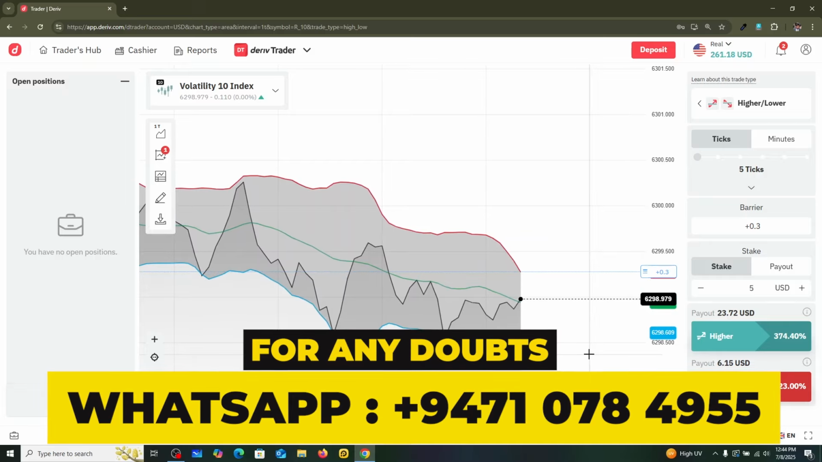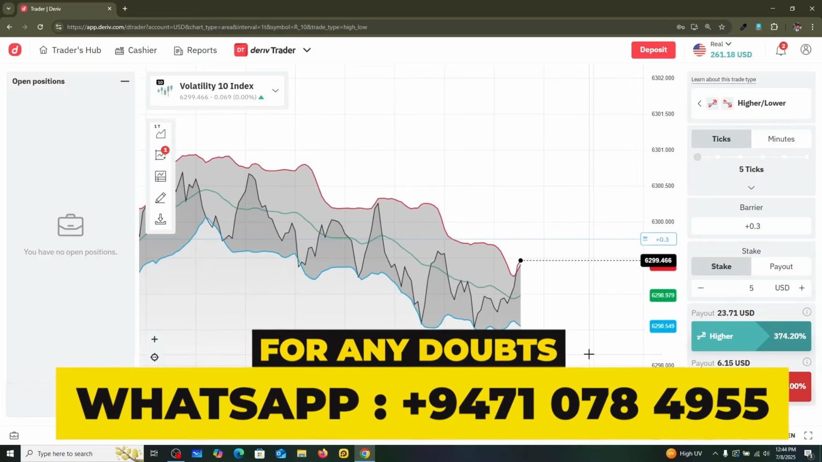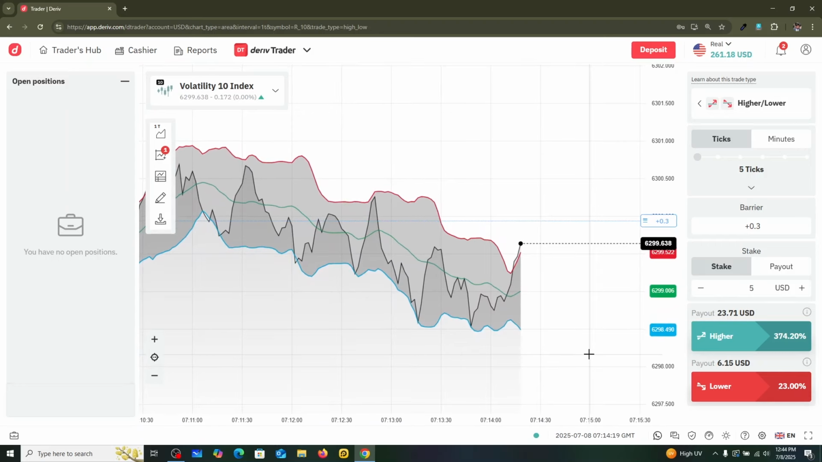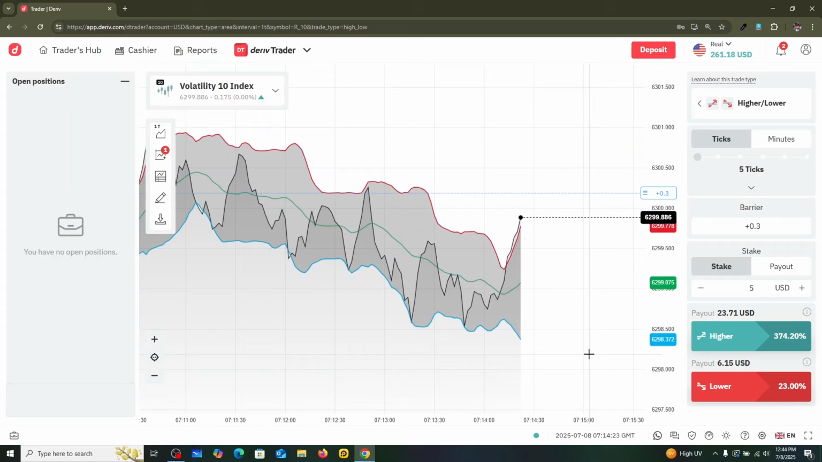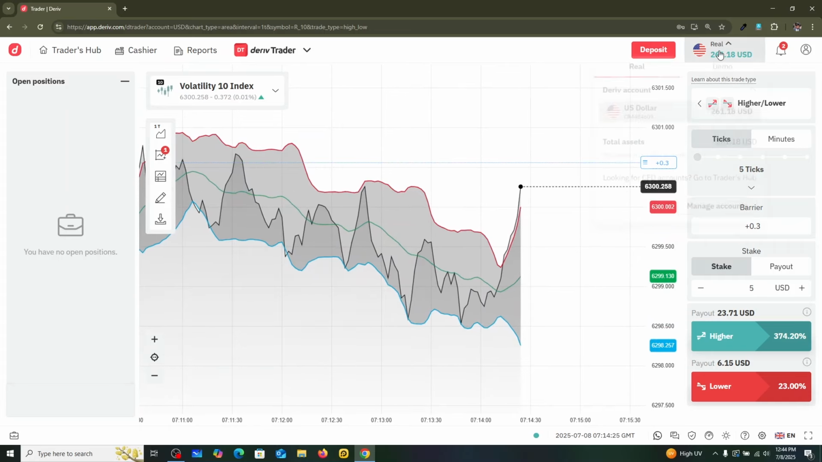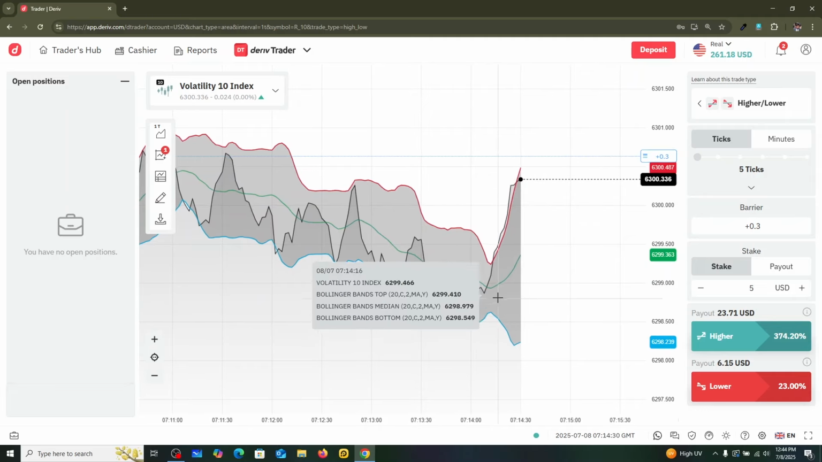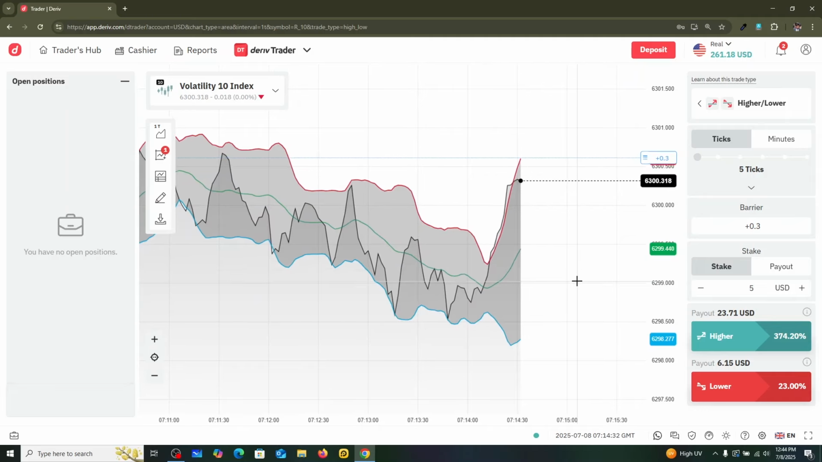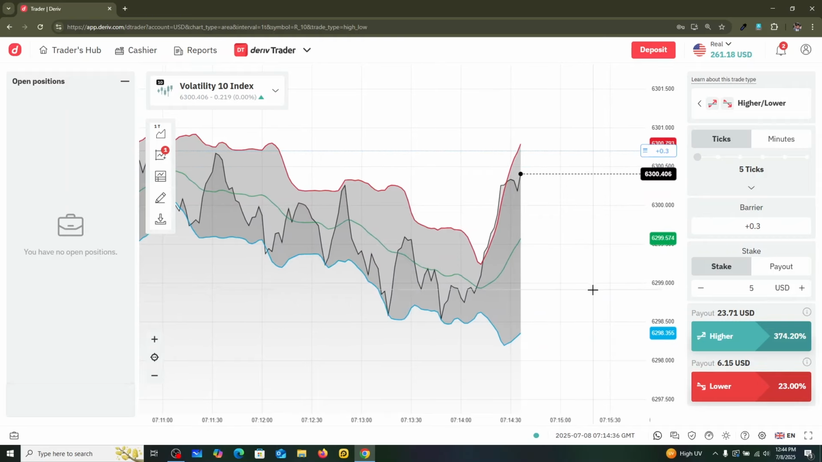If you have any problems, you can WhatsApp me on this number. So practice this at least 2 weeks in a demo account before you put in your real money. Now it is an uptrend, so we are not going to do lower. We have to wait for a strong downtrend.